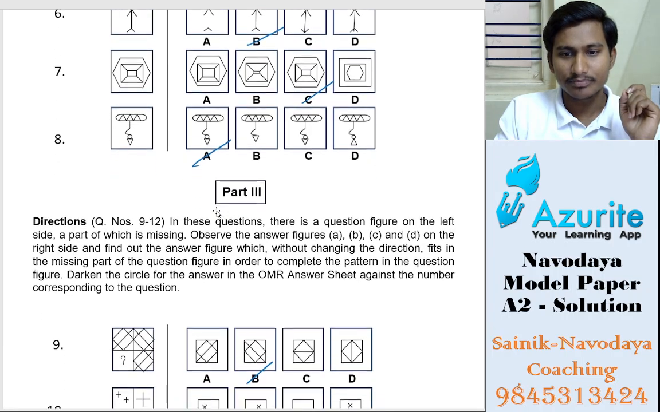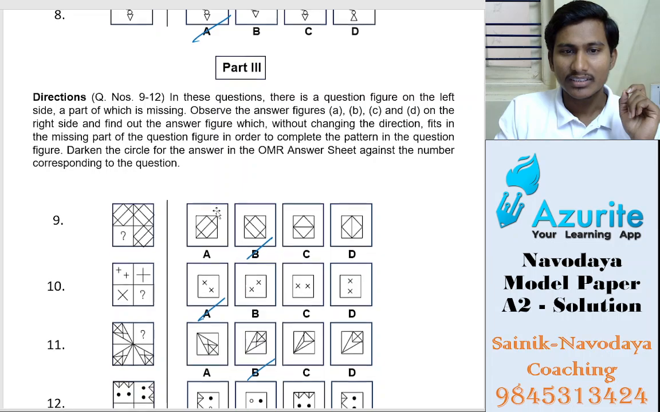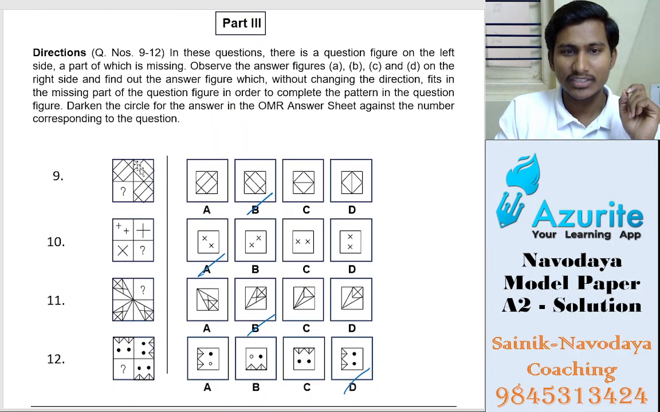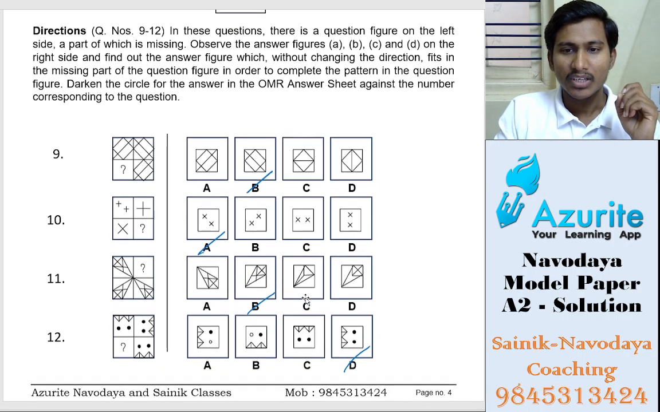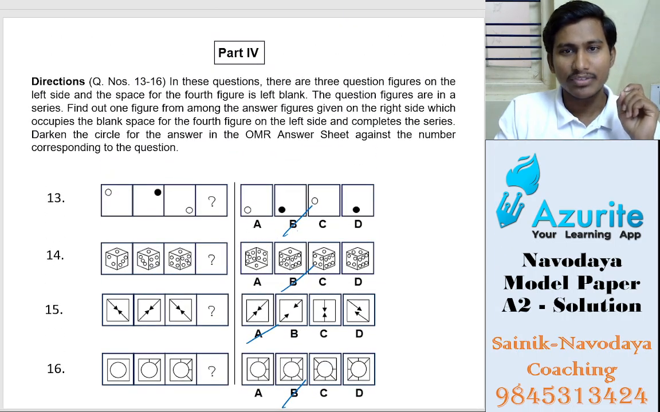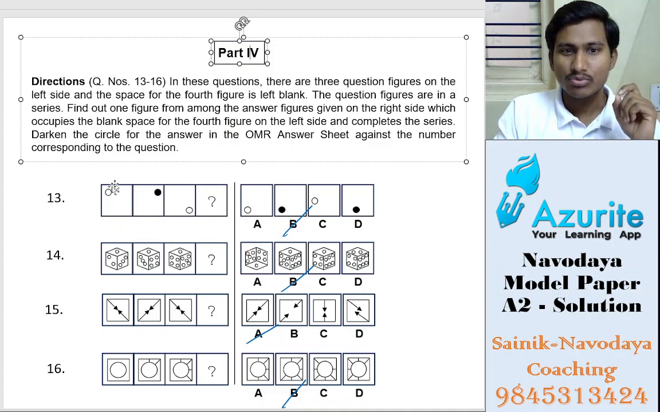Now the third part is figure completion, so we have to complete the figure. Ninth is B, 10th is A, 11th is option B, 12th is option D. Now the fourth part is figure series, so one after the other we have to check. Here 13th is option B, 14th is option B, 15th is A, 16th is B.